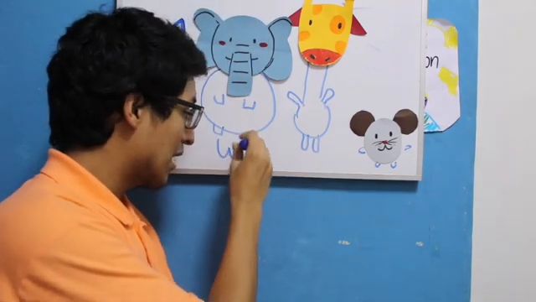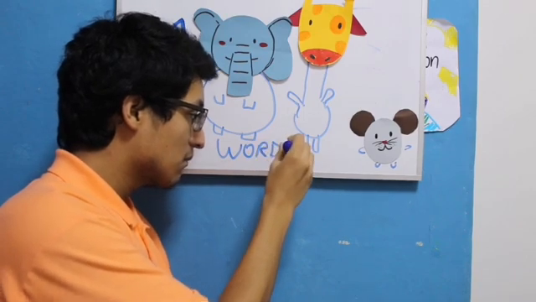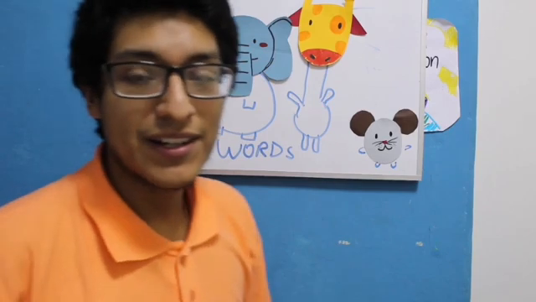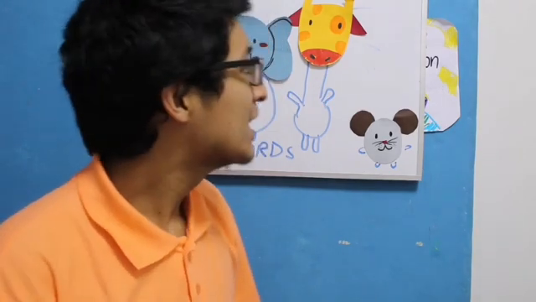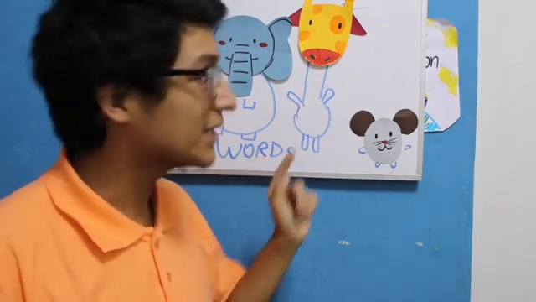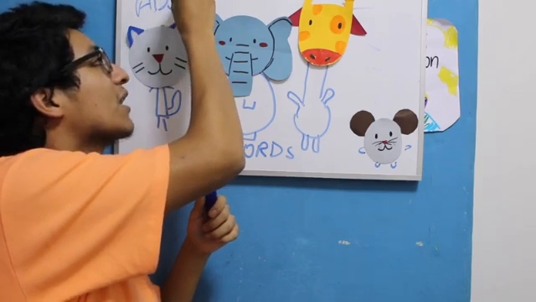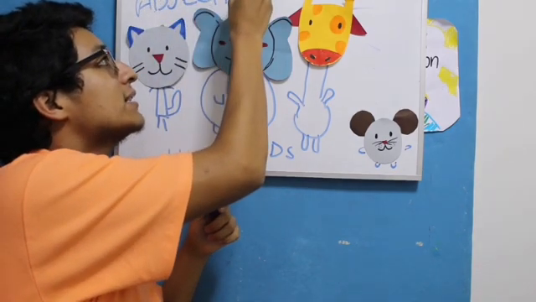Okay, the adjective. What are the adjectives? The adjectives are these words. A word that describes what? For example, here, as I said, there is a student that mentioned the animals. He mentioned the animals and I appreciate it. So we are going to describe the animals with these words, okay? The adjective, okay? Perfect. So let's start.